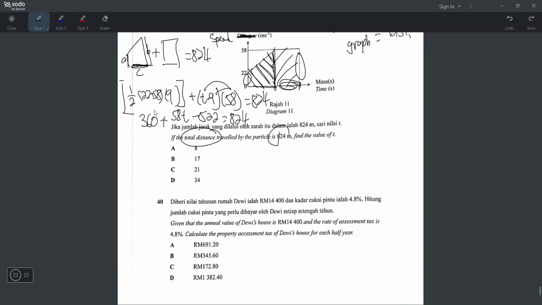So now how to find t? Just move them over. The 58t, I will leave it here. And then the -522, I will move it there. And then the 360 also, I will move it there. So I will press 824 plus 522 minus 360, because minus becomes plus, plus becomes minus. So once again, 824 plus 522 minus 360. My calculator gives me 986. But I have to divide by 58, right? So the answer is 17. My t is 17, and the question asks us to find t. So the answer is B. Okay? All right, done.